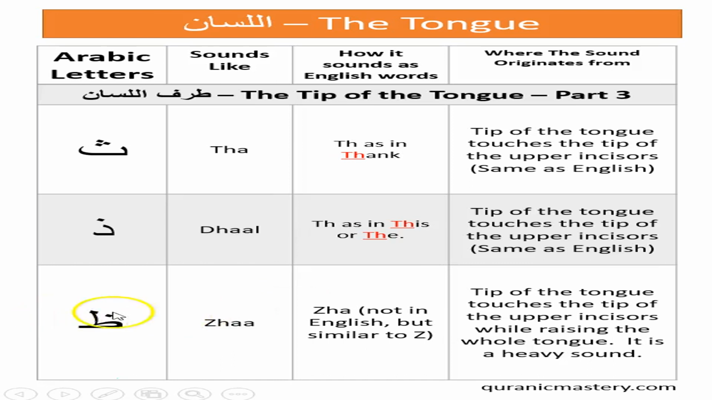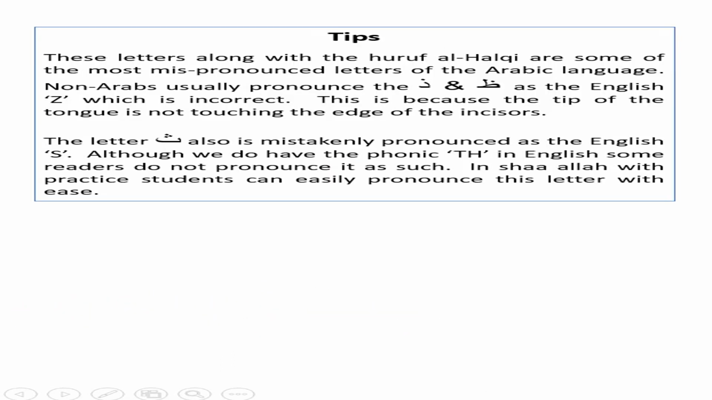Again, dha is heavy, so care must be taken to raise the whole tongue. So these letters, along with the huruf al-halqi, are some of the most mispronounced letters of the Arabic language. Non-Arabs usually pronounce the dhal and dha as the English z, which is incorrect. And this is because the tip of the tongue is not touching the edge of the incisors. It has to touch the edge of the incisors. The tha is also mistakenly pronounced as English s, which is obviously completely wrong.